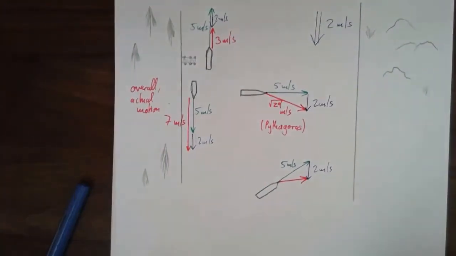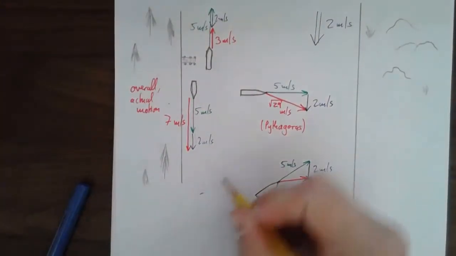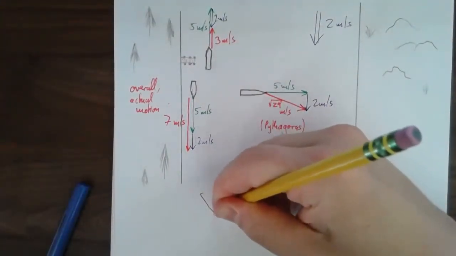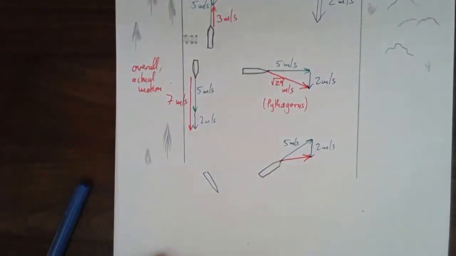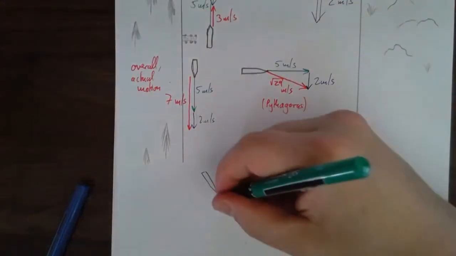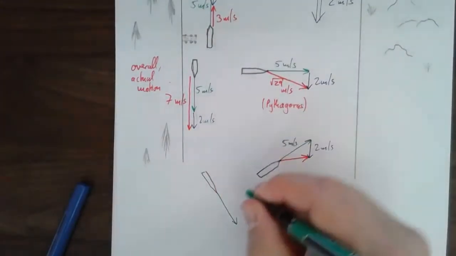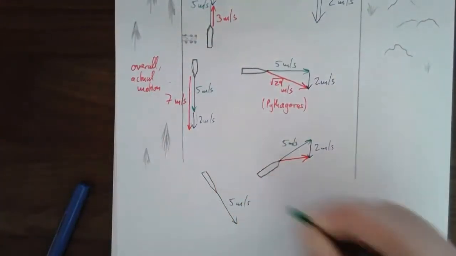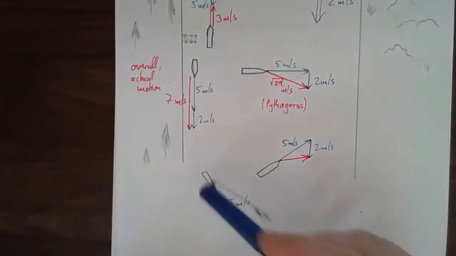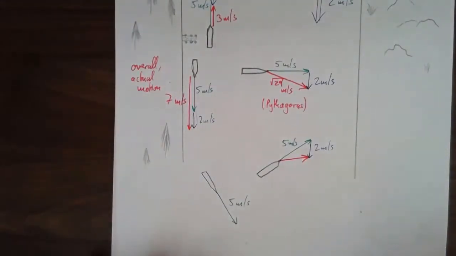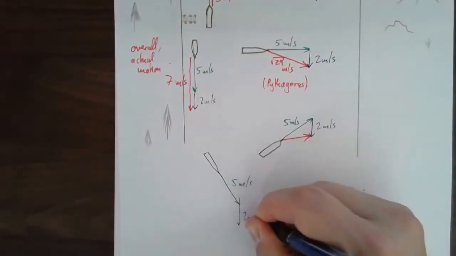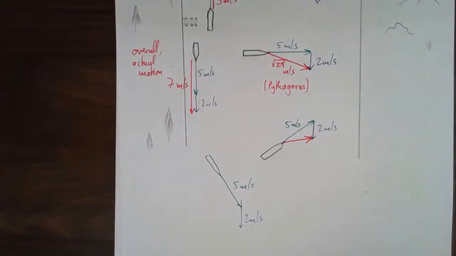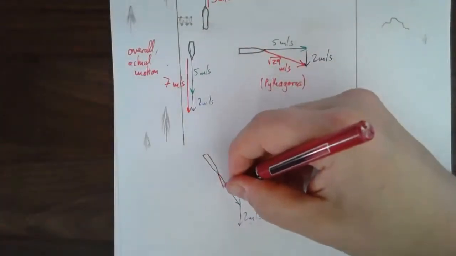Or I could imagine that maybe the boat is aiming downwards, like downriver, like this. In which case, well, I'm going 5 meters per second down, but then like diagonally down. But then the river is gonna add to that motion another 2 meters per second straight down. And so if I track the tip of the boat again, the actual motion is going to be in this direction here.